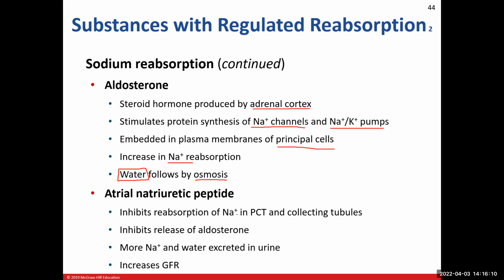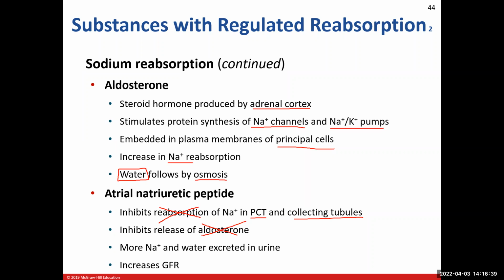So this hormone is going to be released, and it is going to inhibit the resorption of sodium in our proximal convoluted tubule, in the beginning of our nephron tubule, and then at the very end where the collecting tubules are. ANP will also inhibit the release of aldosterone. So it seems like it's the no fun hormone, likes to inhibit a lot of things.